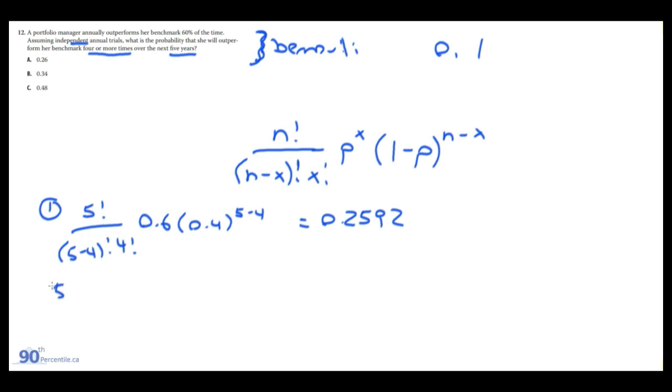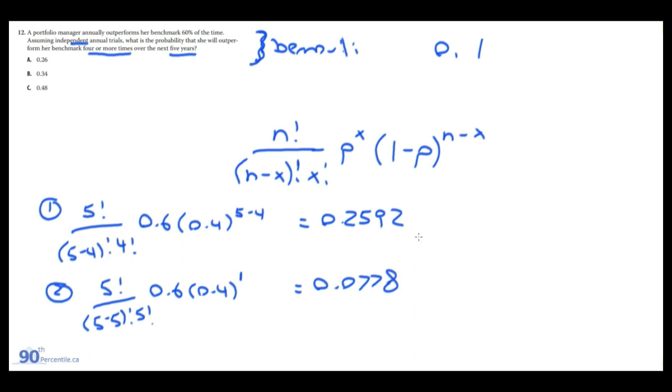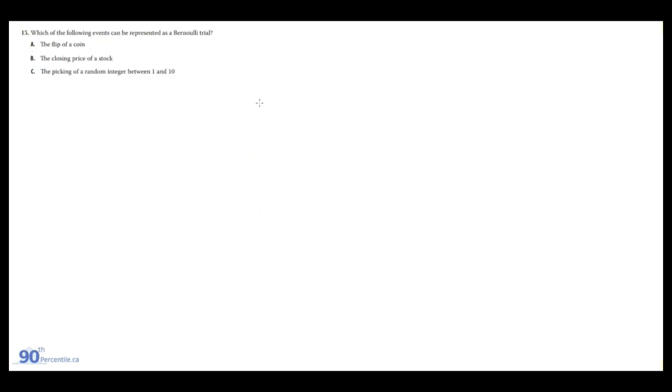So if we wanted to do 4 or more, we also have to calculate the probability of 5 successes, which would be the same thing, but here, instead of 4, we're using 5. Multiply it by 0.6 times 0.4 to the power of 5 minus 5, which is 1. And if we ran this out, we would get 0.0778. And you sum these two together, because this is the probability of 4 times that she outperforms, and this is the probability of 5. So to get 4 or more, you have to sum the two together, and we end up getting somewhere around 0.34, which is B.